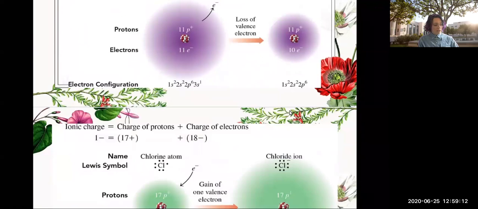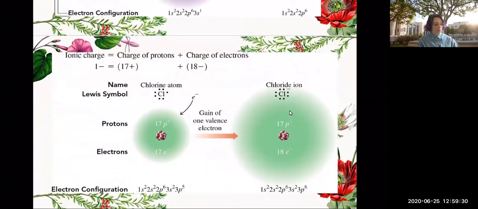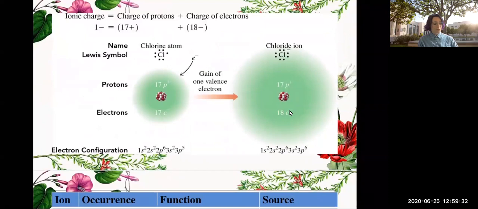And notice, look at my electron configuration. So I go from 3s1 to 2p6. I lose that 3s1. So just whatever's on the outside is going to get lost as far as your basic elements go. There are some elements where you have to be very particular about where you're losing them, but it's always from the outside that gets lost. It's the highest energy.